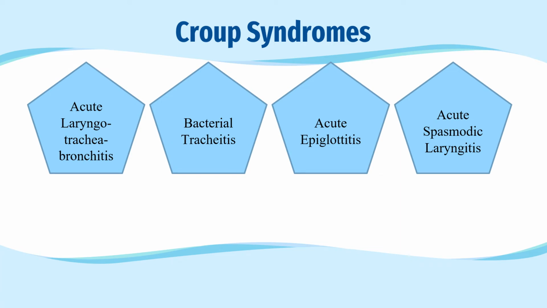Okay, now we're going to talk about the croup syndromes. These affect the larynx, trachea, and bronchi. They produce symptoms like hoarseness, a barking or brassy cough, inspiratory stridor, and respiratory distress from swelling. They were originally caused by H. influenzae type B, but that's now been vaccinated against by the Hib vaccine, so now most cases are viral.